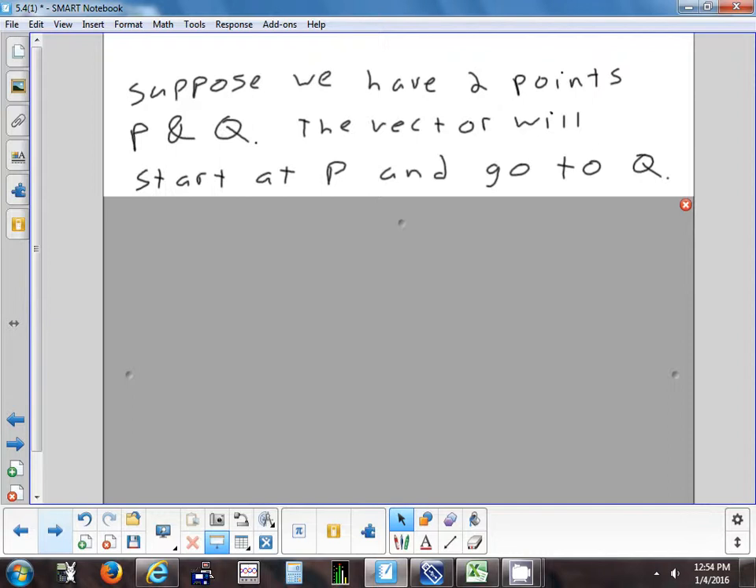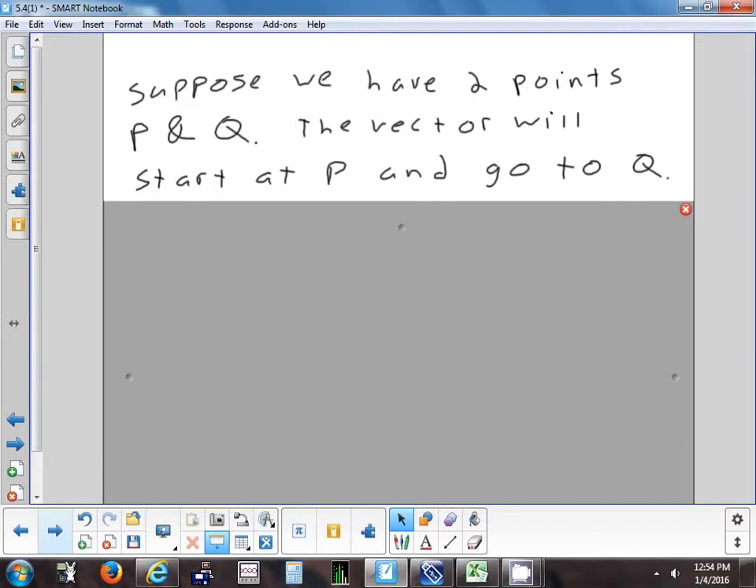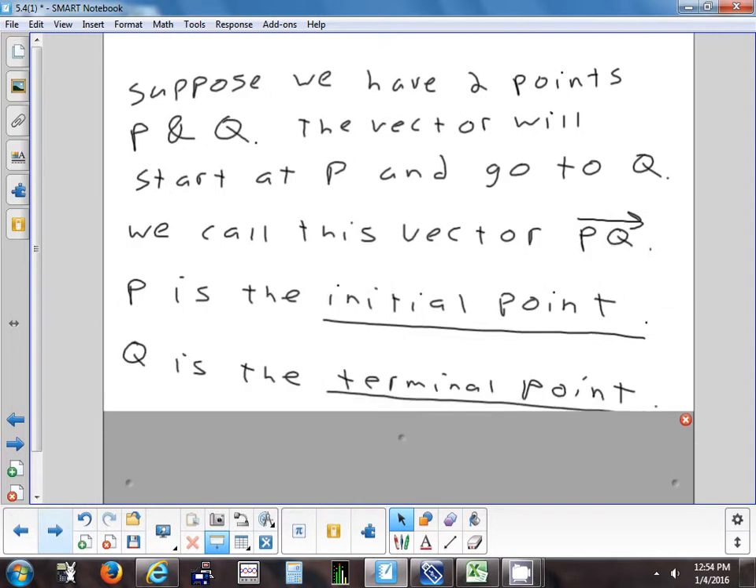All right, so usually when we draw vectors, we have 2 points. We have a point where the vector is going to start and where it's going to end. So in my example, P is the starting point. We call it the initial point. Q is where it ends. That's the terminal point. So start at P, go to Q.